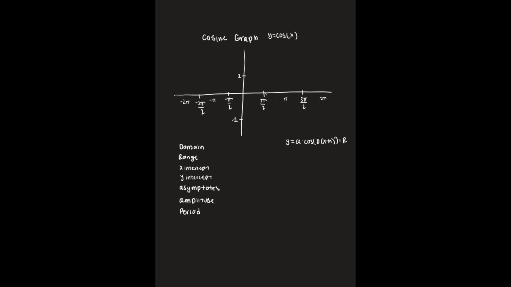So in a cosine graph, you're always going to start off at the amplitude. And then you're going to come back down for x-intercept at the pi over 2. And then hit your minimum at pi. Come back up and hit your maximum again. And it's the same on this side.